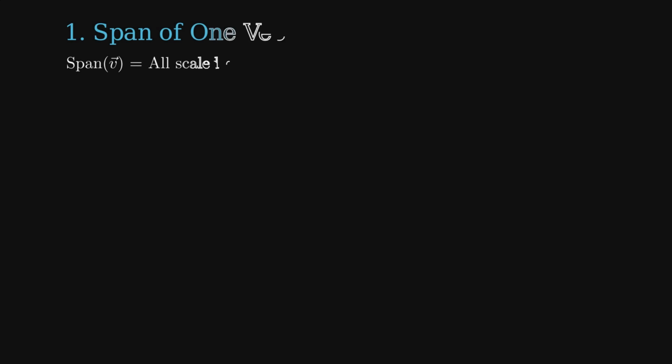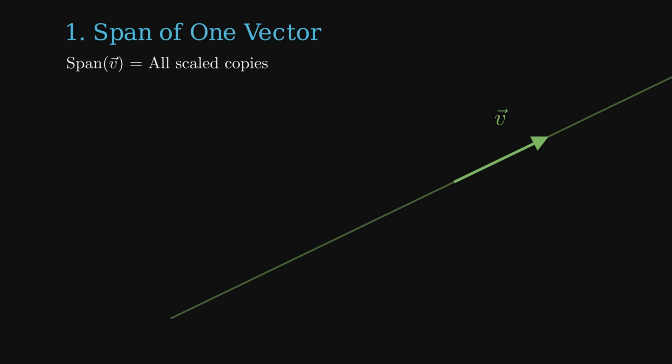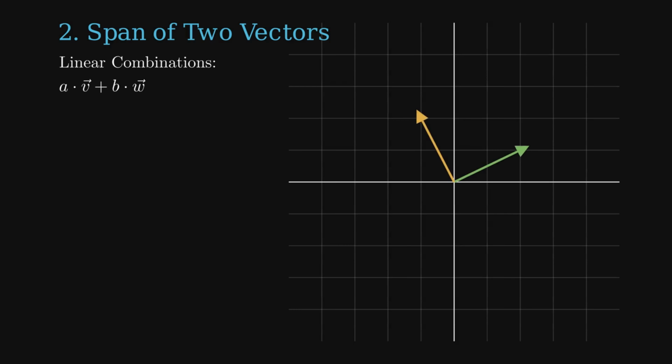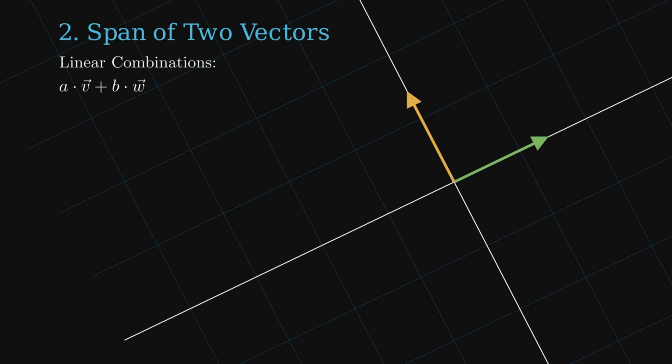Let's break down span and basis. Start with a single green vector. Its span is simply a line, infinite scaling in one direction. Now introduce a second independent vector. By combining them, we unlock the entire plane.